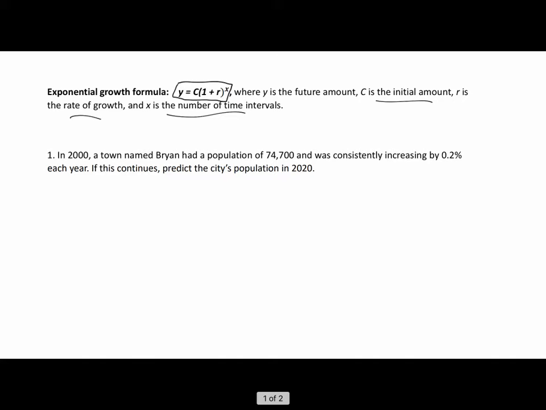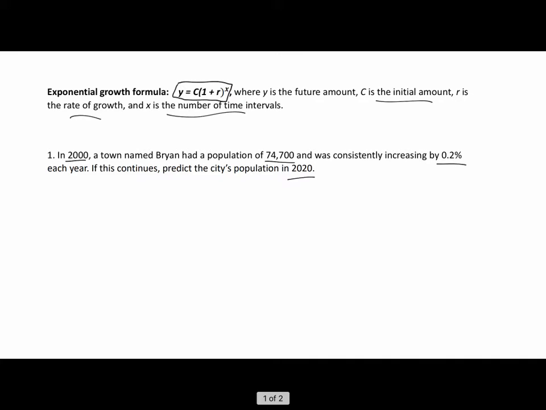In 2000, a town named Bryan had a population of 74,700 and was consistently increasing by 0.2% each year. If this continues, predict the city's population in 2020. So we've got some numbers here. Let me just underline those, and let's start labeling them.